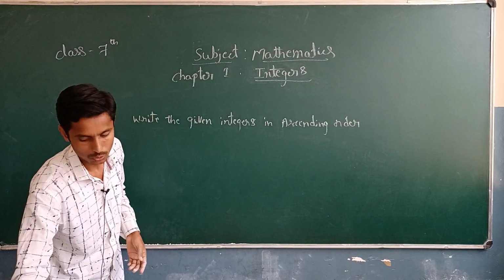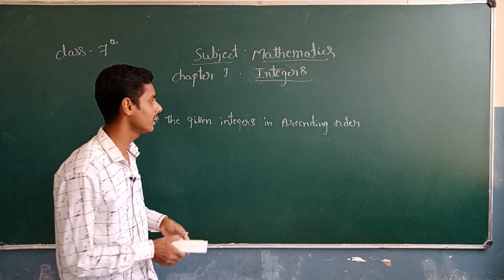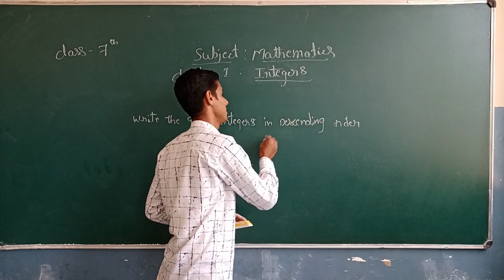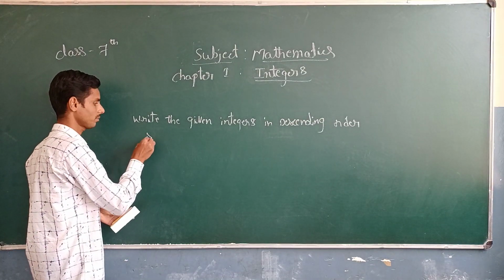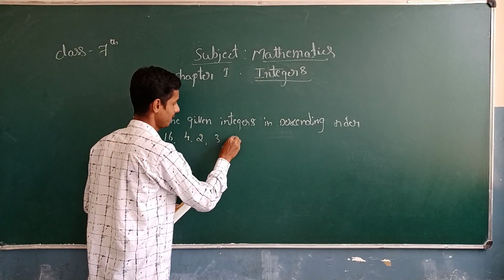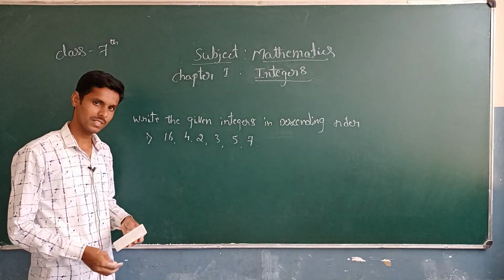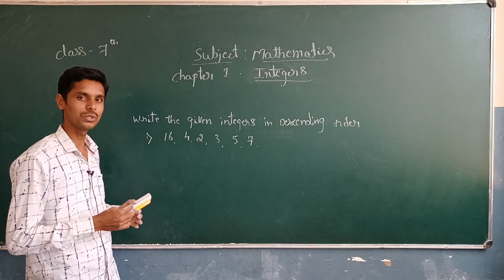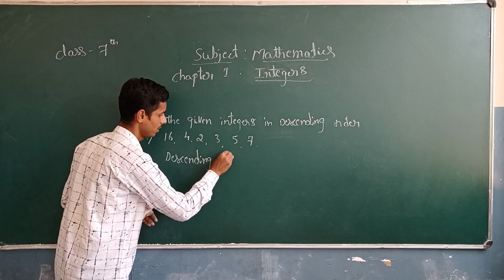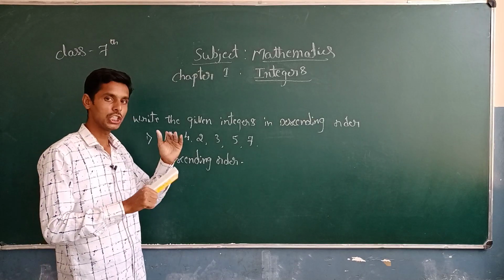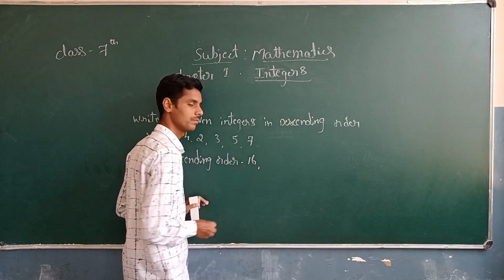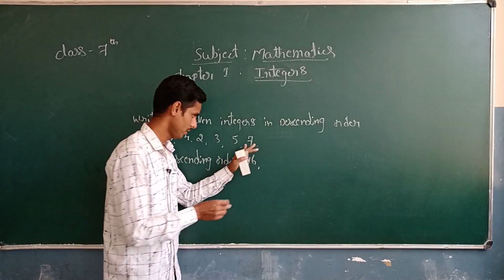If you are asked to write the given integers in descending order, for example, 16, 4, 2, 3, 5, 7. Descending means what? From larger to smaller, right? Descending order, from the larger number to the smaller number. So which is the larger number here? 16. After 16, which number do you have? 7.